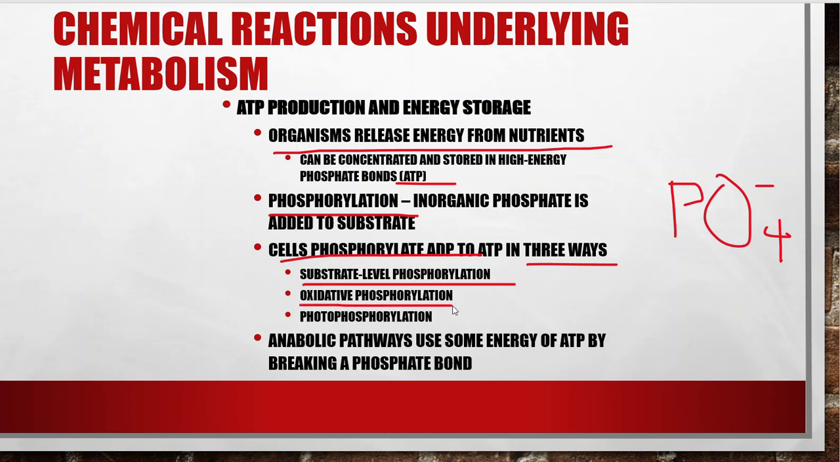Oxidative phosphorylation, that is what we do in the electron transport chain. That's where we use oxygen and we step down the energy levels of the electron, using that to pump out hydrogen ions, and then allowing the hydrogen to come back in down their concentration gradient, and in the process they spin the ATP synthase. And then photophosphorylation, it's going to be more of a plant thing. And we use that energy by breaking that third bond.